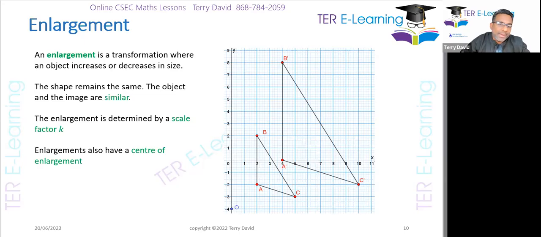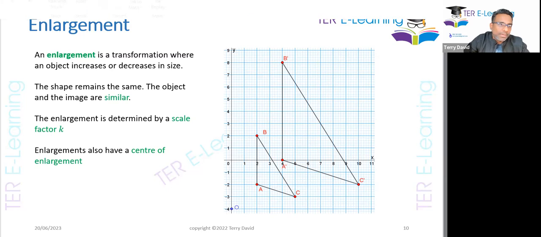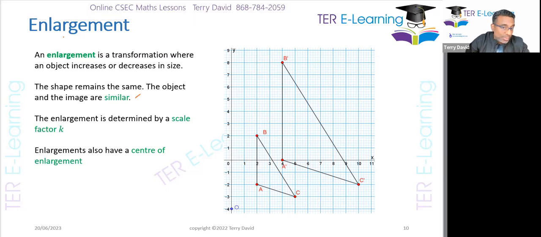However, when it comes to an enlargement, the word that we're going to be using this time is similar. In mathematics, when we use the word similar, it doesn't mean identical. For example, I have an object here, this triangle, and I have an image here. Those two triangles are not congruent. They don't have the same lengths. Their interior angles are the same, but because the lengths are different, they are not congruent. So the word that we use here is similar.